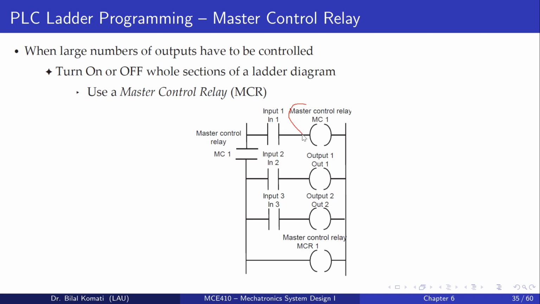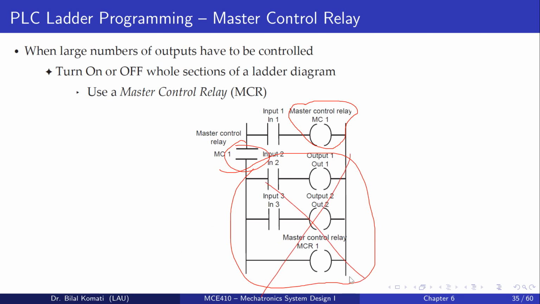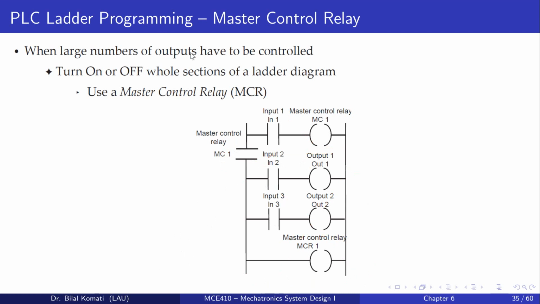So this means that, okay, we have input 1 that controls the master control relay, and once it's on, it will execute all this block. Okay, so this is the master control relay. And if it's off, it will stop running all this one. So this is important in terms of memory management.